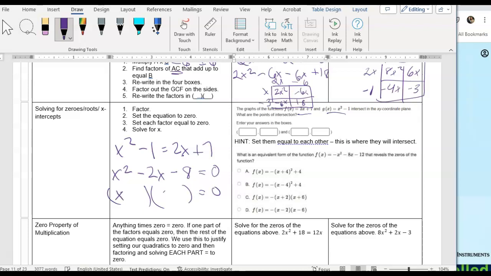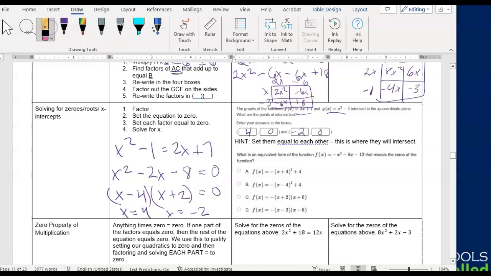So I get x, and then 4 times 2 gives me 8, and I want it to be negative. So negative 4 plus 2. So x equals 4 or x equals negative 2. And that would be what our x-intercepts are for that quadratic.